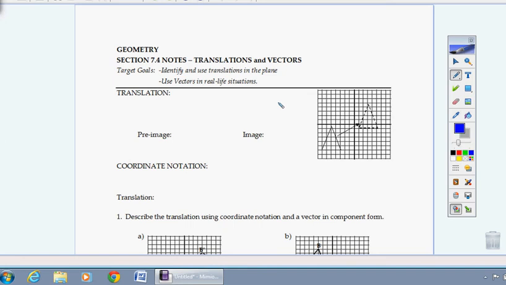Hello Honors Geometry students, this is our third and final day of talking about transformations. Today we're going to be talking about a specific type of transformation known as a translation. Now when we refer to a translation, what we're really talking about is a slide or a movement.